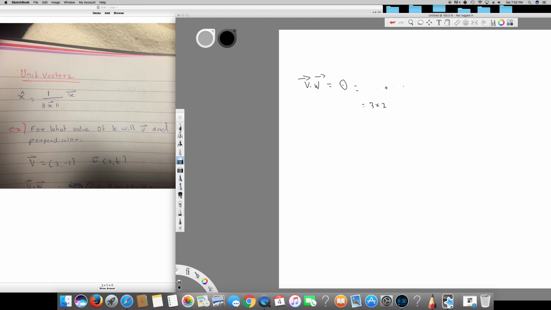So v1 w1 plus v2 w2: 3 times 2 plus negative 1 times k is going to give me 0. 3 times 2 is 6, minus k is equal to 0, therefore k is equal to 6. This is our final answer. We successfully completed this question.